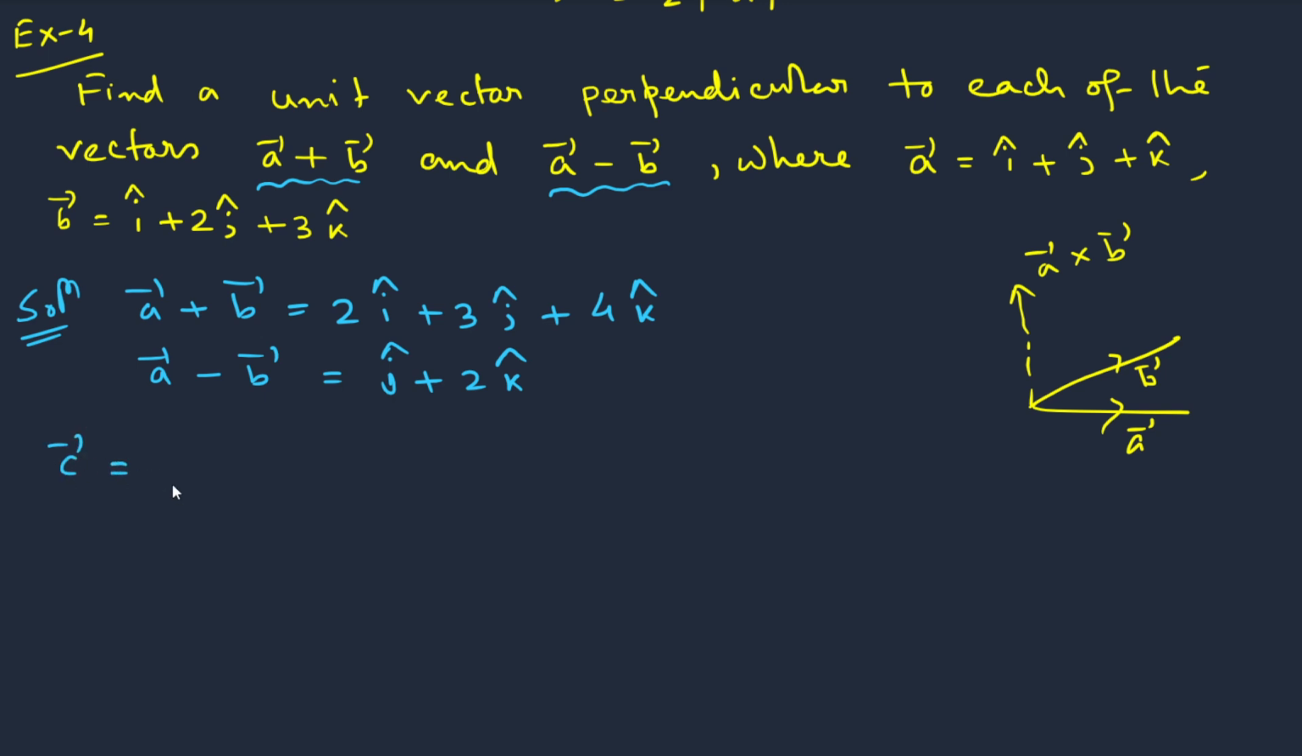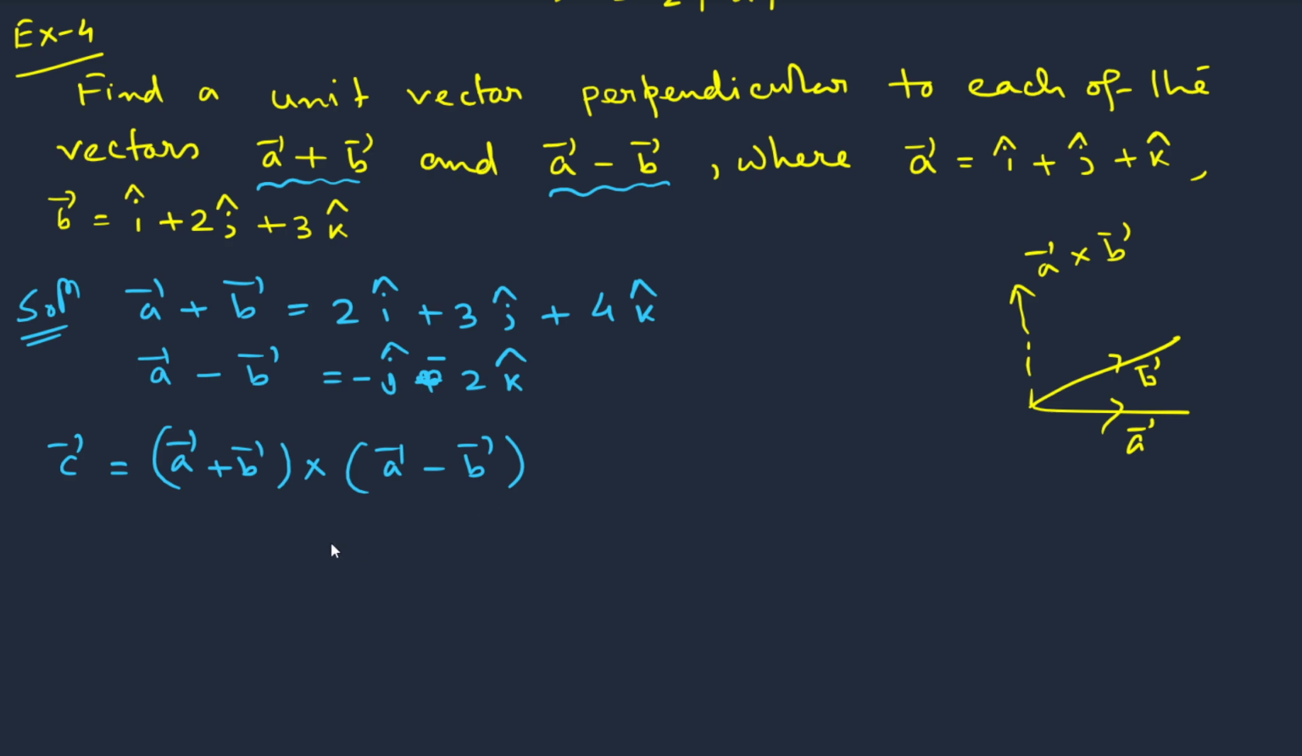So what particular vector is perpendicular to both vectors? Let it be c bar. So c bar will be a bar plus b bar cross a bar minus b bar. Both vectors you have already found. One is 2i cap plus 3j cap plus 4k cap. Second one is j cap and then minus 2k cap. Since it is a bar minus b bar, this is 0i, then j minus 2j, it will be minus, then k minus 2k, this is also minus.